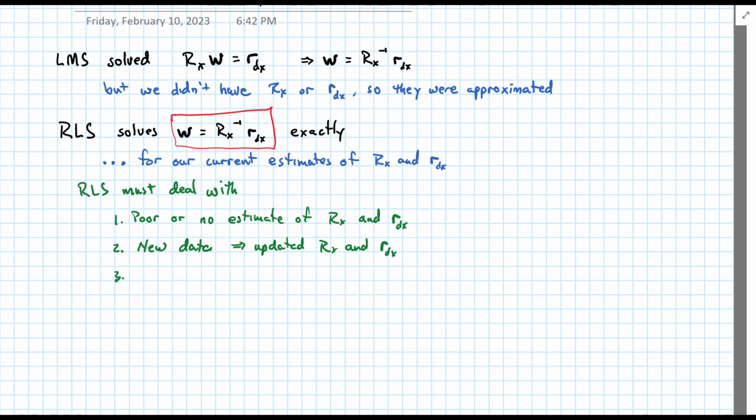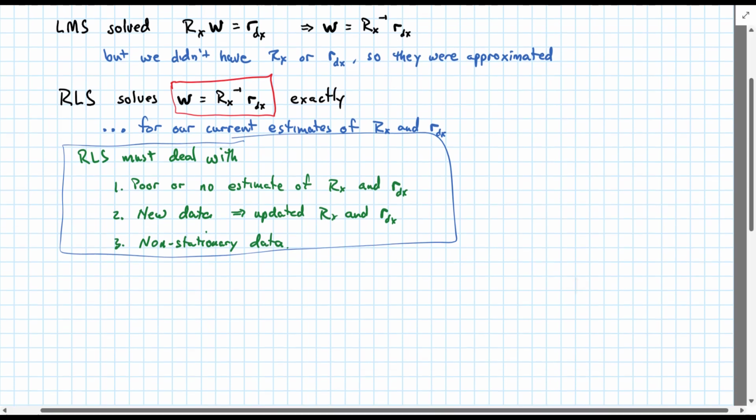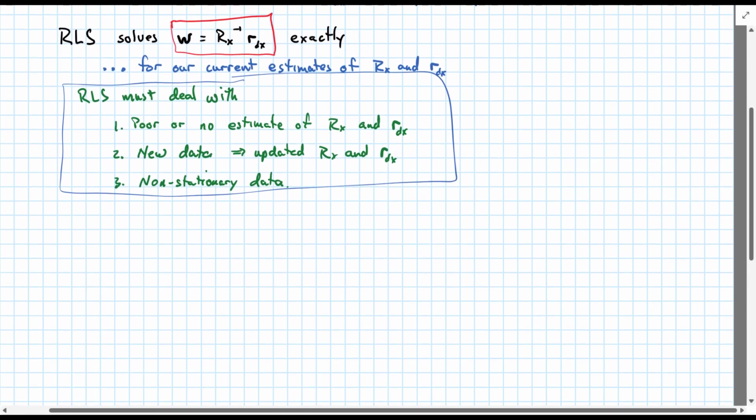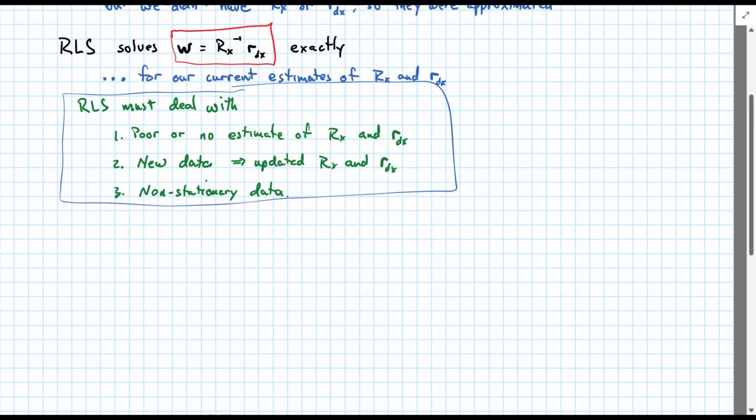Finally, to make this practical in any kind of real-world situation, we want to deal with non-stationary data. Okay, so those are our marching orders. We want to solve for the best filter. We want to do it perfectly, at least as perfectly as we can, because we're doing it perfectly based on poor estimates. But we also need to take into account non-stationary data. Well, let's talk about that last one first.